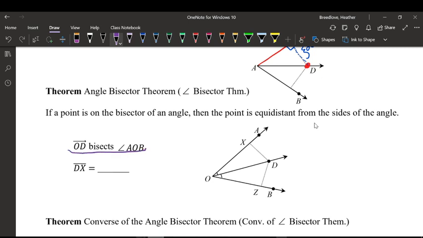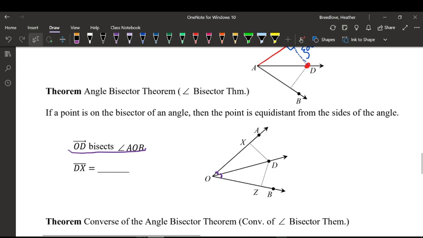So AOB, it's bisected, so it's cut exactly in half. These two angles are the same, they're equal. And if a point is on the bisector of the angle, so OD is the bisector of the angle, then the point is equidistant from the sides of that angle.